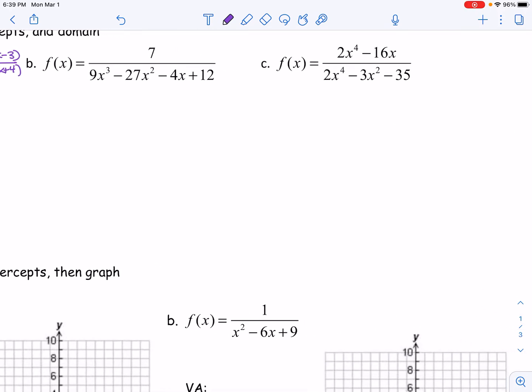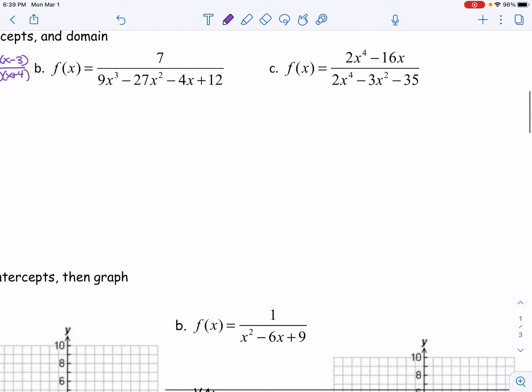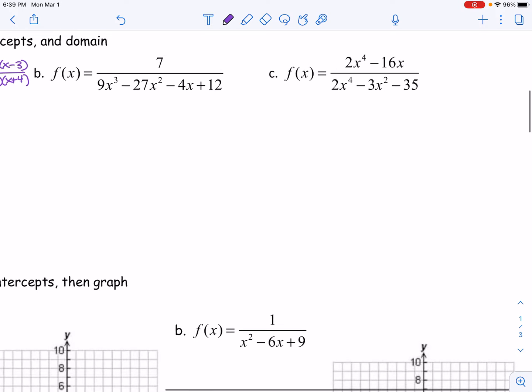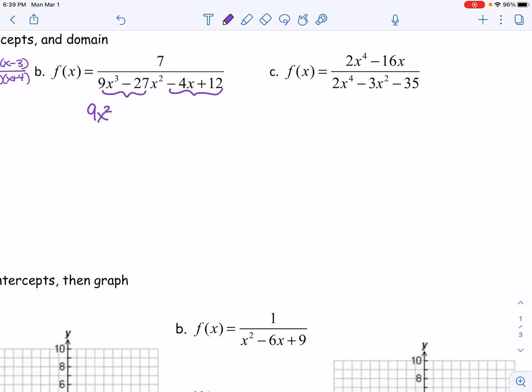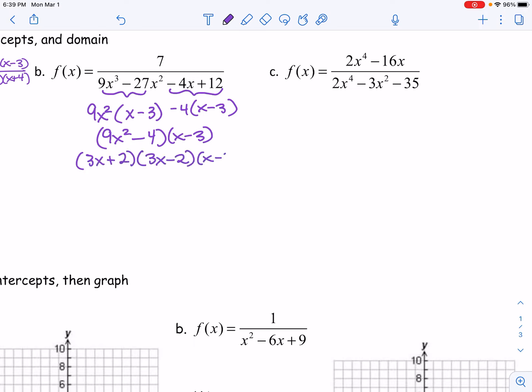In part B, I don't need to factor my top. It's just that constant value of 7. But I clearly need to factor the bottom. And so because there are 4 terms, I can factor by grouping. And so I'm going to pull out a 9x squared, leaving me with x minus 3. And then a minus 4, leaving me with x minus 3. So now I have 9x squared minus 4 times x minus 3, which gives me 3x plus 2, 3x minus 2, and x minus 3. Okay, so I'm going to erase my work so I have more room.